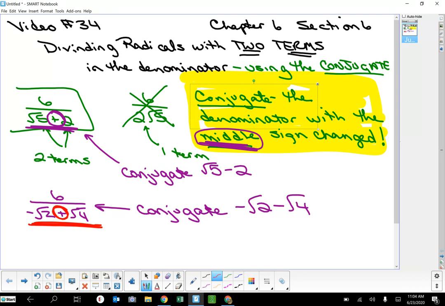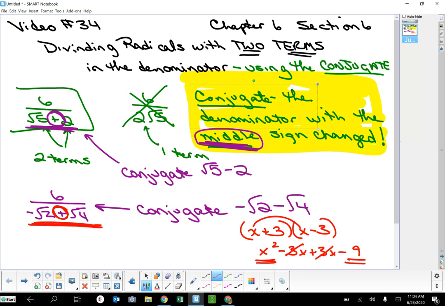The whole point is to basically create a difference of squares, right? Remember when we had things like x plus 3 times x minus 3, and when you FOIL, you get x squared minus 3x plus 3x minus 9. These things cancel out. Well, that's the whole idea here, is to get those two middle terms to cancel out, and then the ones on the ends are perfect squares. So even if you have a radical, it's a perfect square, so it's reducible. Okay, so you're always going to multiply by the conjugate.